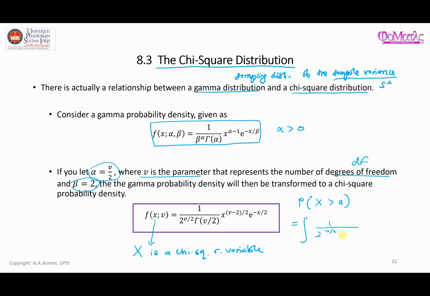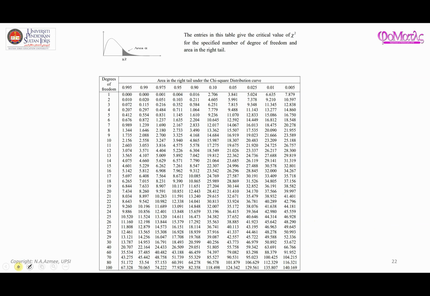It looks really tedious. So you're going to write down this whole function here and integrate it with respect to x. The limit here is greater than a, which means a is the lower limit, and the upper limit is going to be infinity. So that's the process you have to do if you want to find the probability related to our chi-square random variable. But we don't have to do that because we already have a chi-square distribution table.